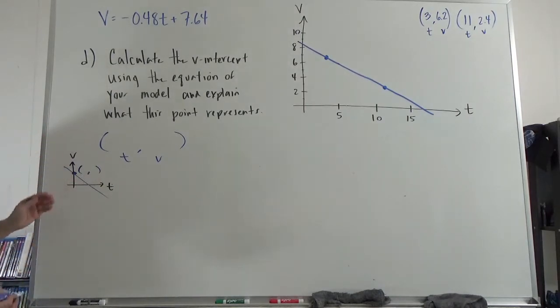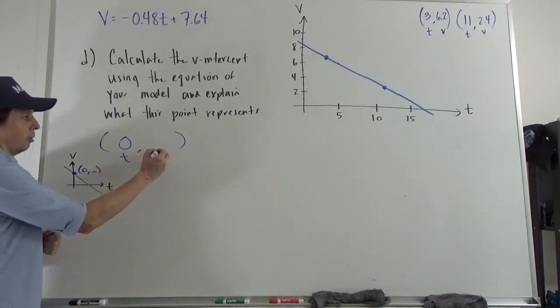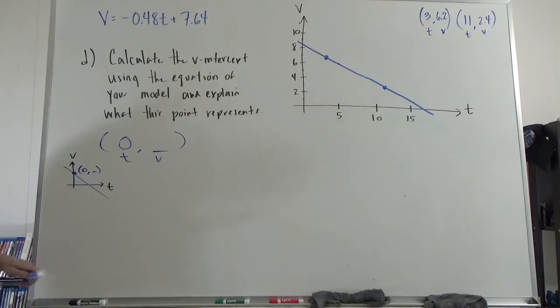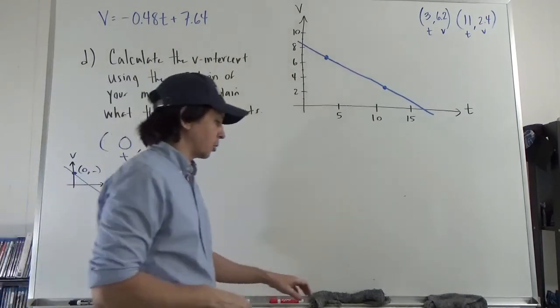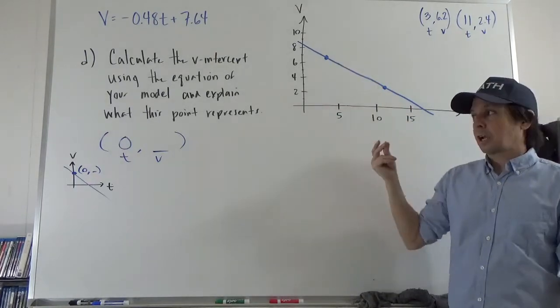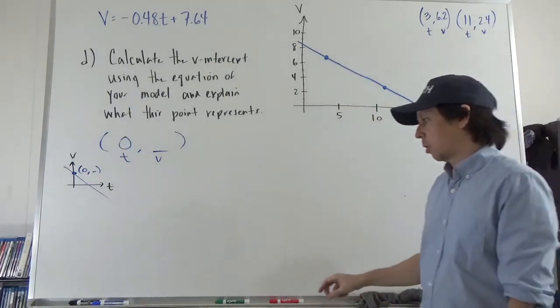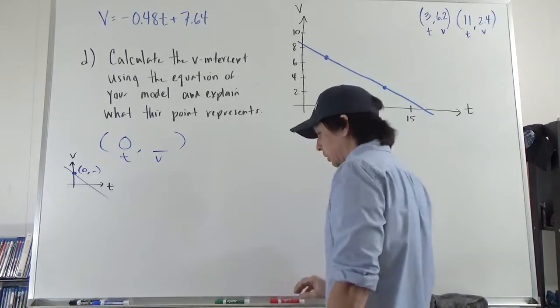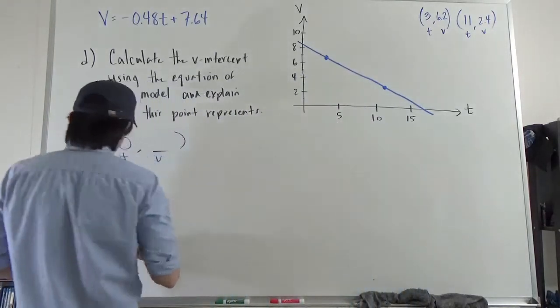It's like a y-intercept. It's 0 comma something. 0 is t, and the v is unknown. That's how you start an intercept problem. Figuring out where that 0 goes, which coordinate is 0, and then use it. Either look it up here, or in this case, plug it into our model. So our t is 0, our v could be anything.